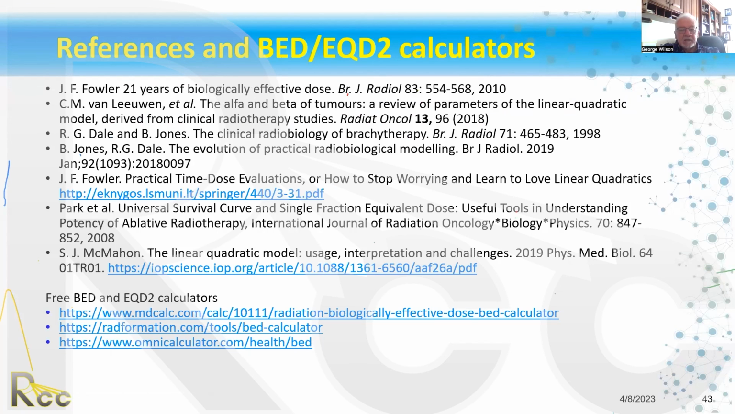So these are some references for the main points that we've talked about. I'm going to add the reference about alpha beta values, and I'll forward that to the organizers. Here also are some BED and EQD quadratic equations. This first one I like the best. It was developed by Jack Fowler himself, who really is the grandfather of BED. And so it's a very nice model for easily calculating these different parameters. And I think that's my final slide.